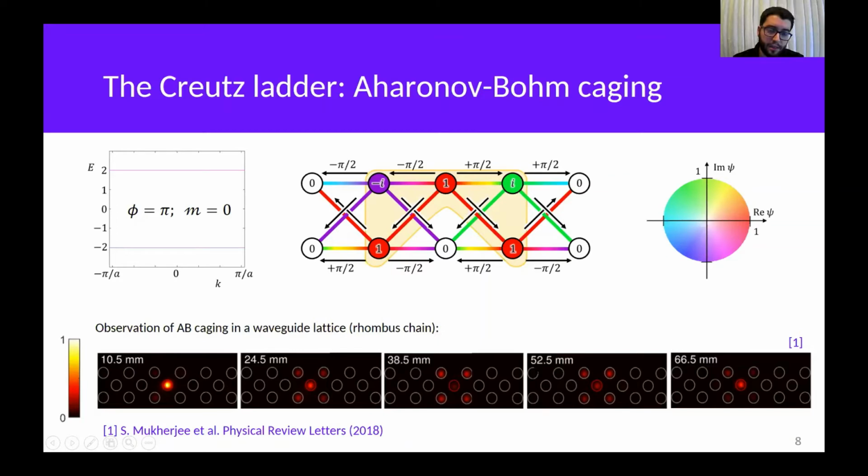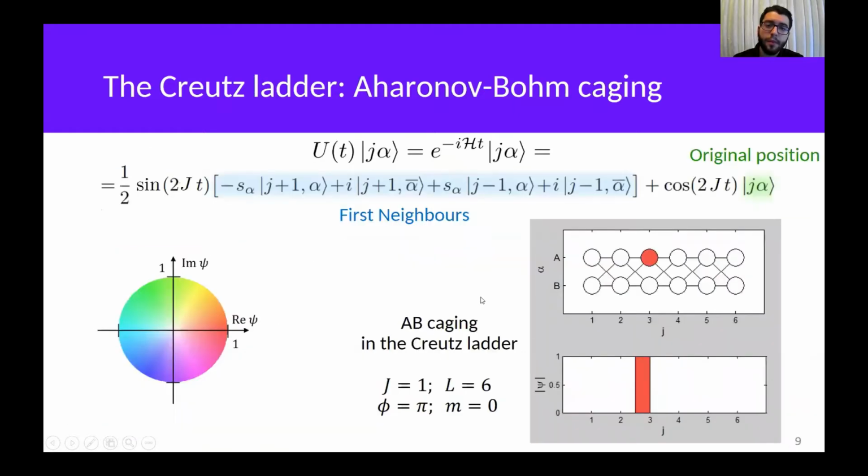This has been seen in several experiments, and this is one from 2018 in a waveguide lattice in a rhombus chain. And this is how it would look in the Creutz ladder, right? This is an exact diagonalization simulation. Again, we're using color to represent the phase. And we see this kind of breathing movement between the initial site and the first neighbors.